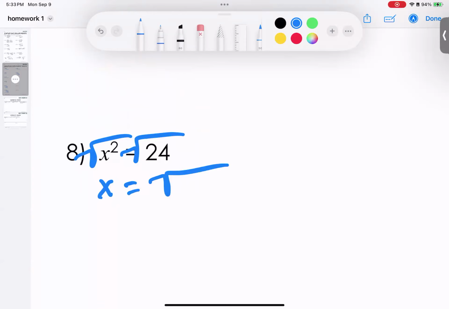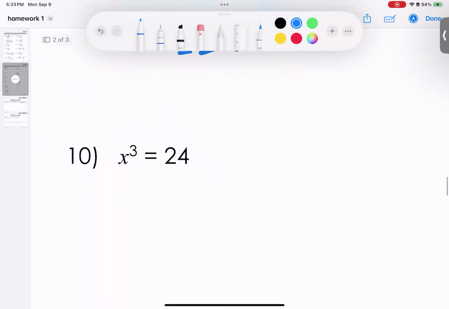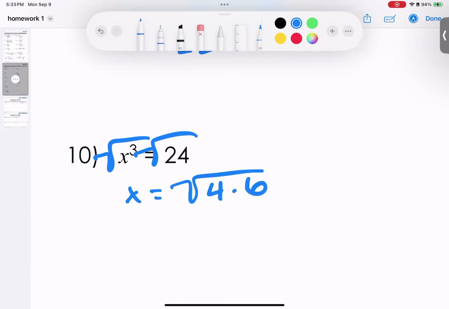All right, square root. X is equal to the square root of 4 times the square root of 6. X is equal to 2 square root 6, or negative 2 square root 6. Down here, this is not going to be a perfect cube.